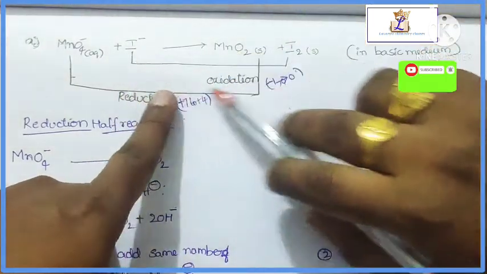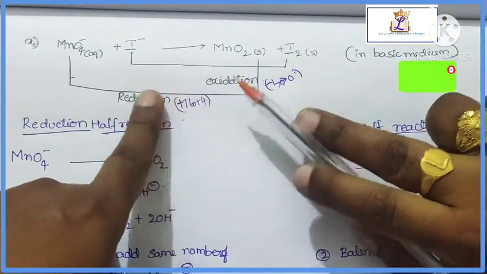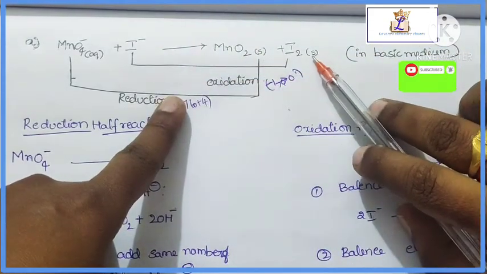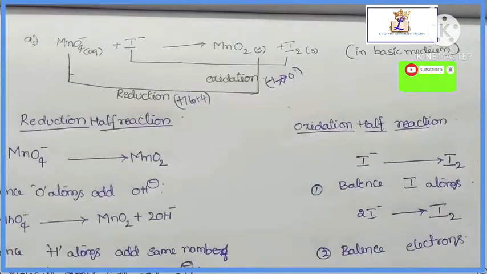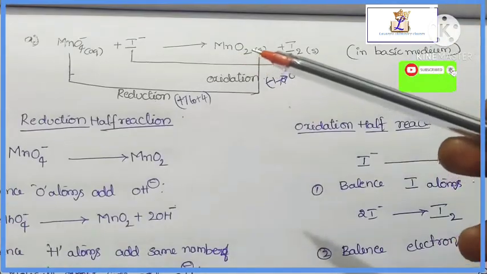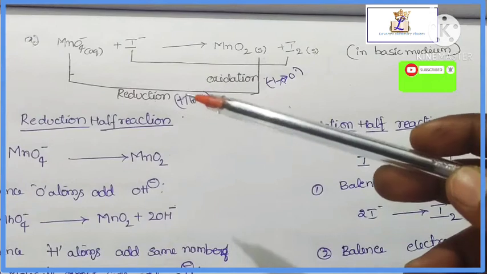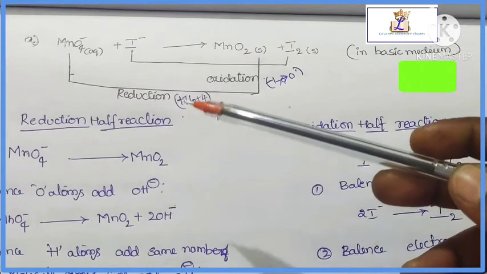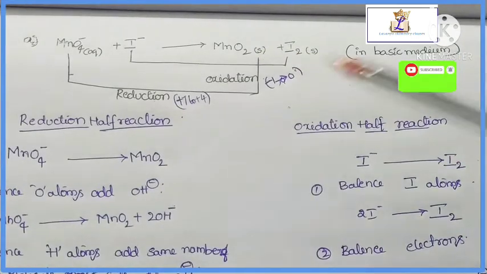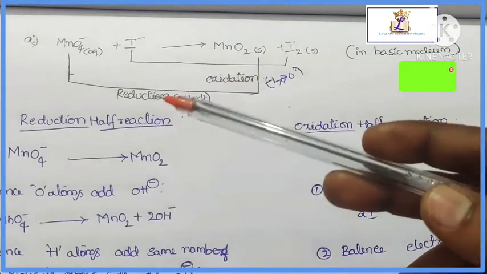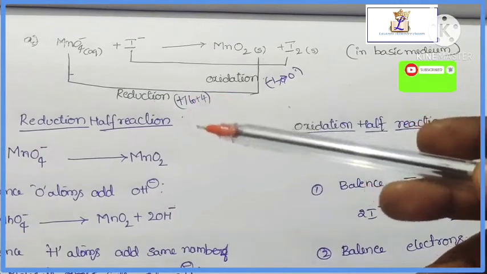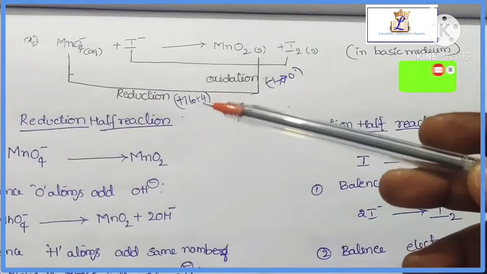This can be split into an oxidation reaction and a reduction reaction. I minus to I2 is the oxidation reaction, and MnO4 minus to MnO2 is the reduction reaction. That means the oxygen atoms are reduced. So this is the reduction reaction.